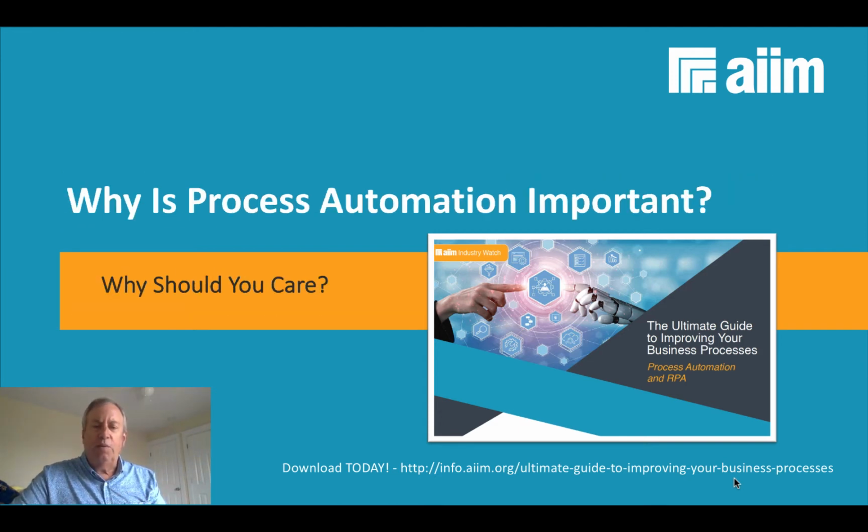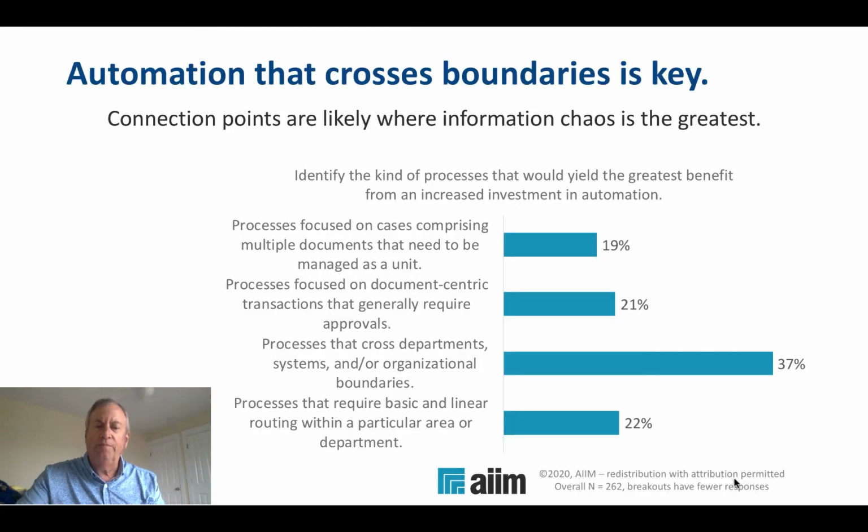So the first thing I think we wanted to do with this research report is take a step back and think a little bit about why you should care about process automation. Why is it important? What are some of the issues that you ought to be thinking about along the way? And so this data point is particularly interesting. We asked the question, identify the kinds of processes that would yield the greatest benefit from an increased investment in automation.